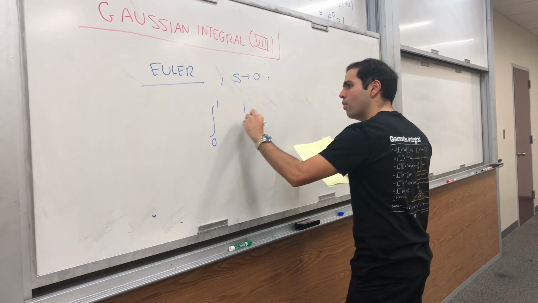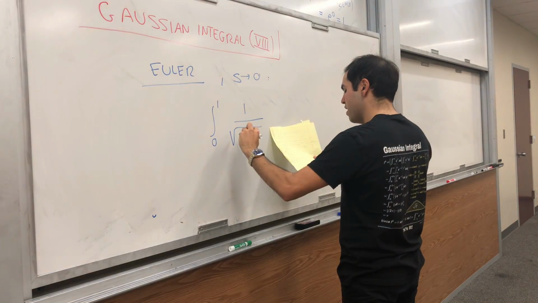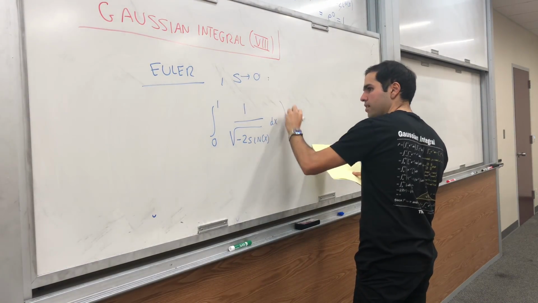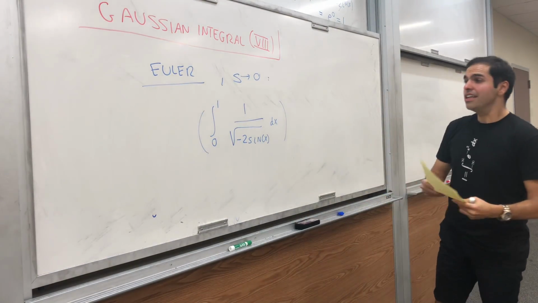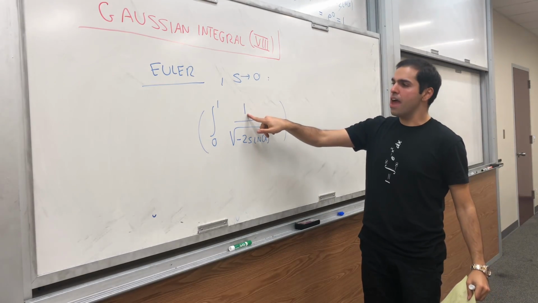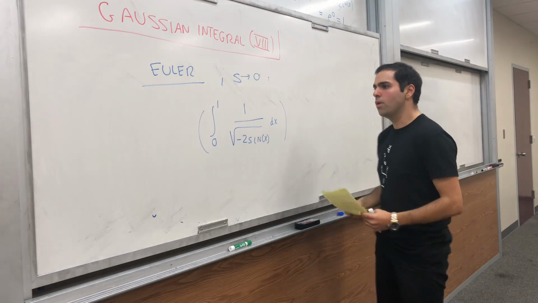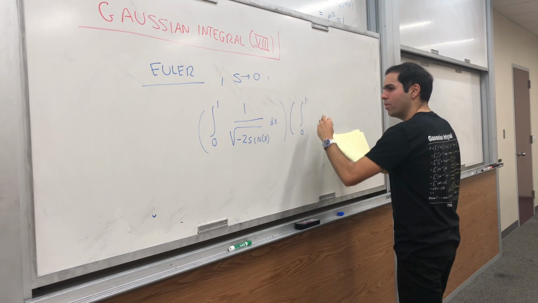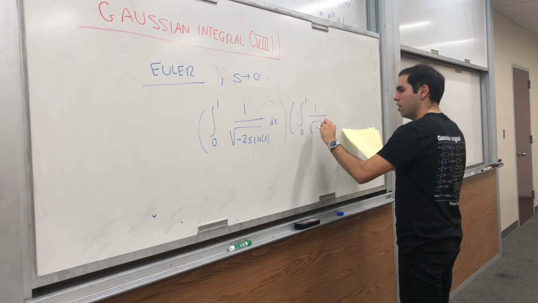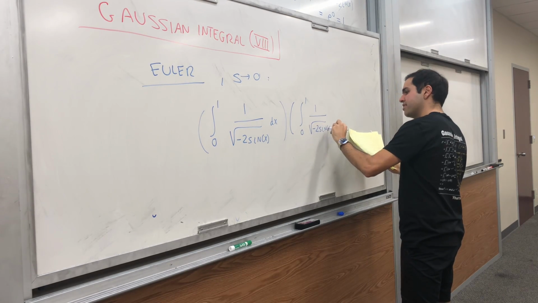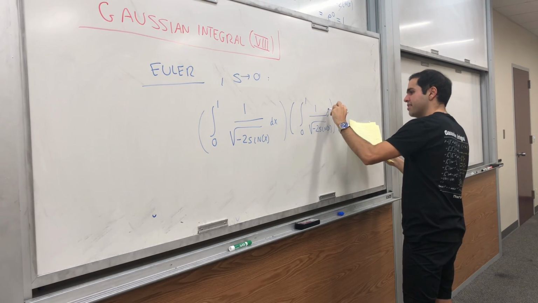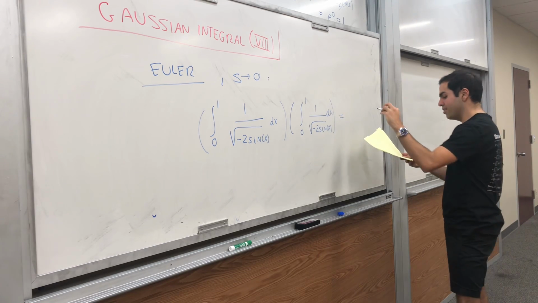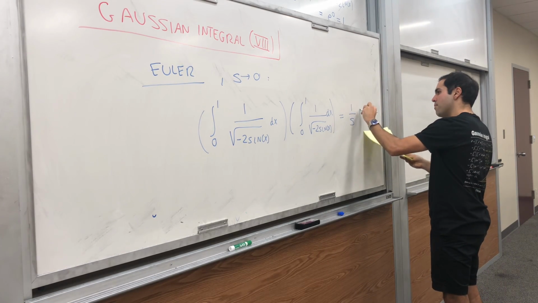So in the end, we get 1 over the square root of minus 2s ln of x dx, times the same thing, because remember, x to the s, we just said it goes to 1. So we get this: the integral from 0 to 1 of 1 over the square root of minus 2s ln of x dx equals, again, what did Euler's identity say? 1 over s times pi over 2.